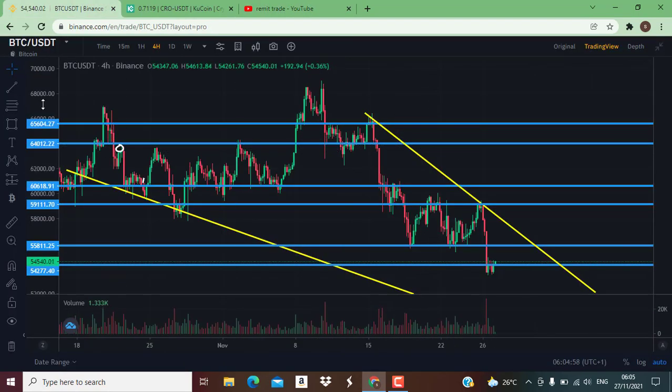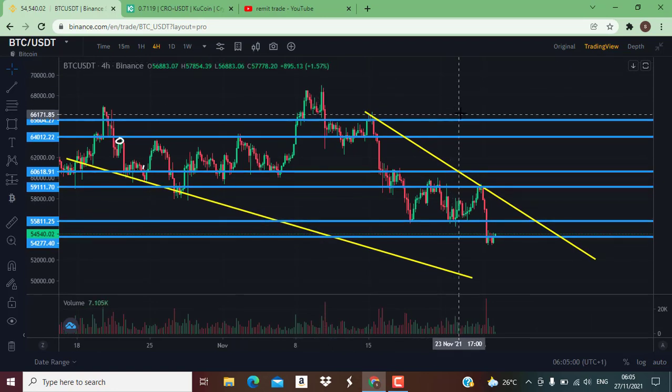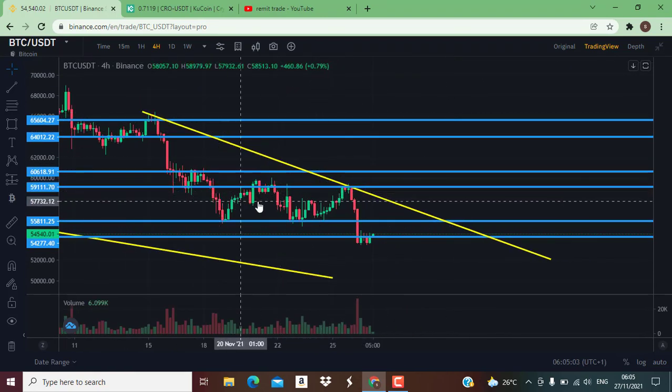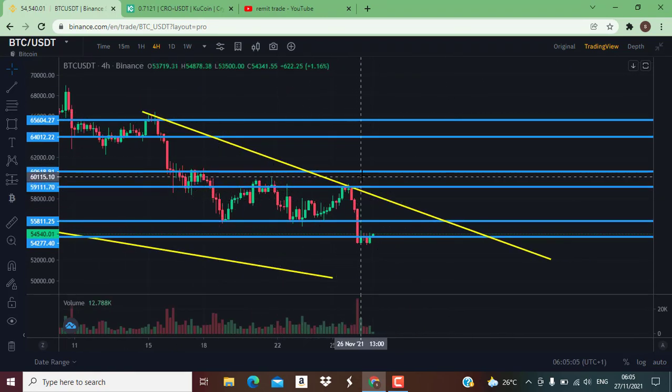BTC USDT here guys, we see a very massive drop yesterday. I talked about this range, that until the market breaks out of this very strong resistance, there is no need of taking a buy position, and that we should expect the market to enter into this area or a breakout.